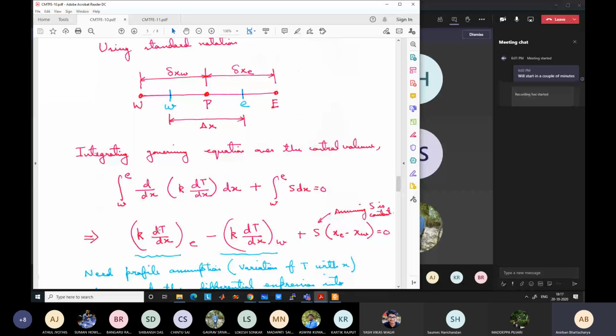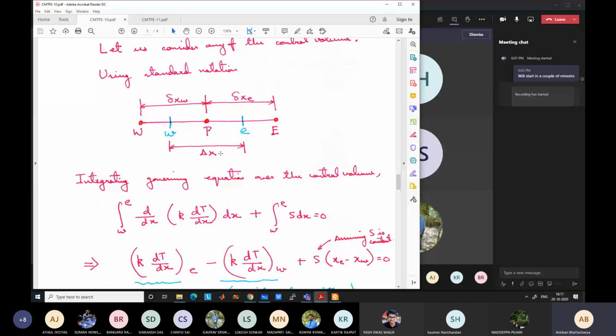we need some sort of profile, means some sort of variation of the concerned variable. For example, in this case, if the relevant variable is temperature, how this temperature is varying with distance x from one control volume grid point to another control volume grid point. Without that, we cannot calculate the flux. We need some assumption.